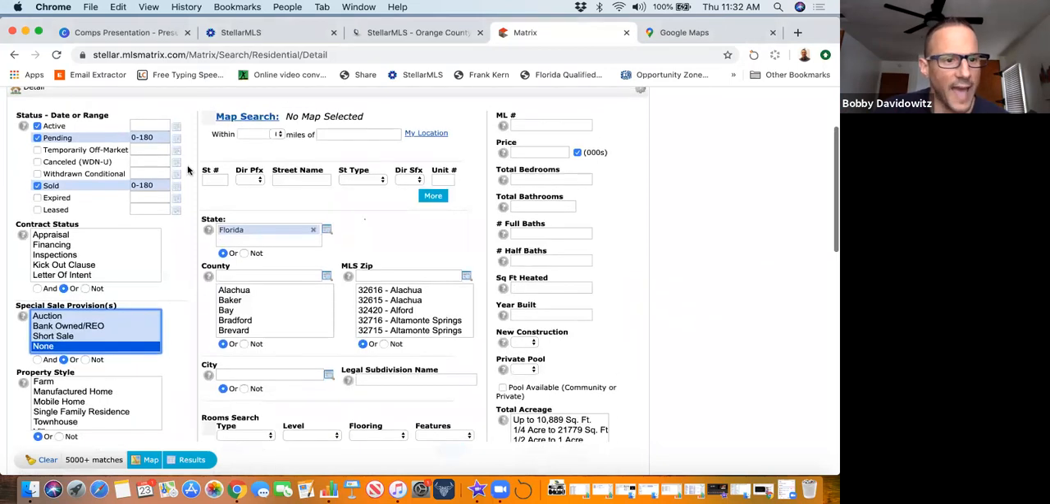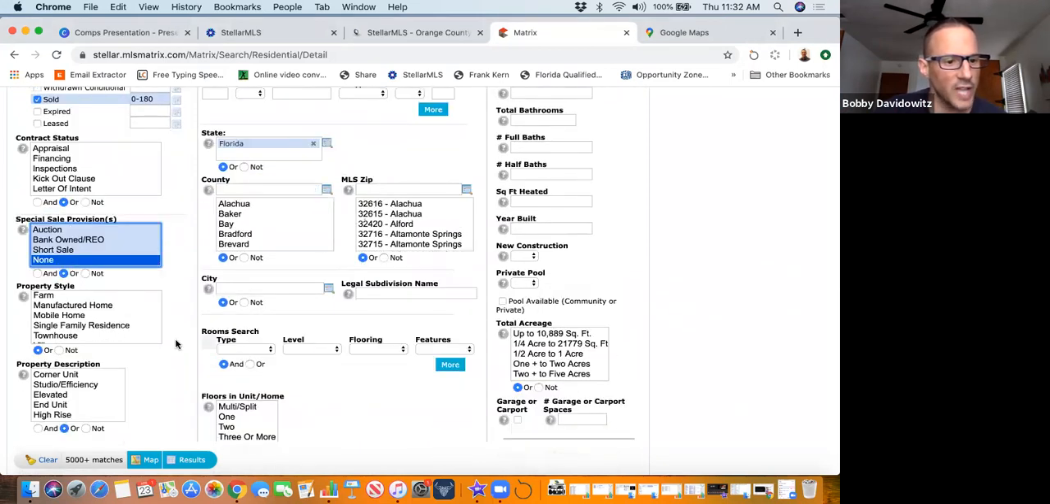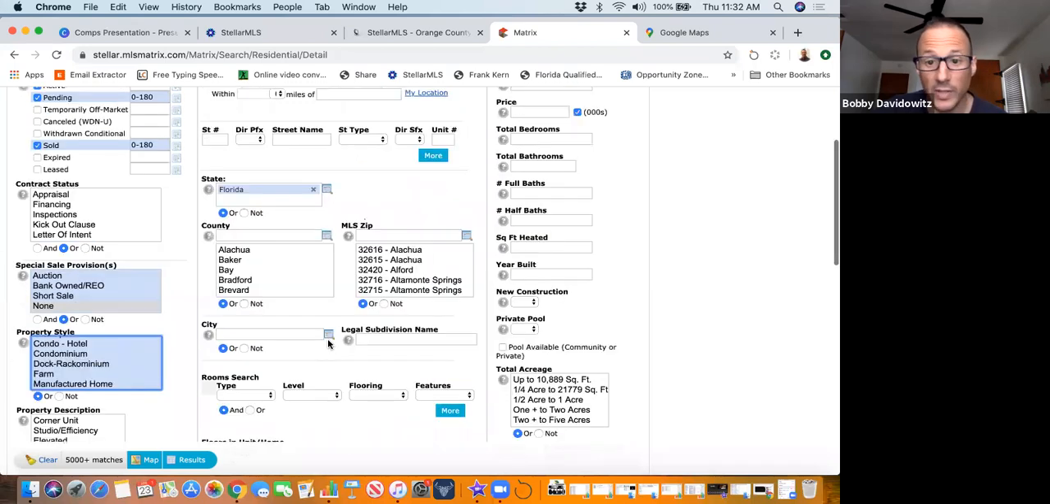Okay, so once again, active, pending, sold, special sales provision, none. Going to click single family residence. I only want to look at apples to apples, and let's do our square footage range. Okay, so let's do 1682 plus 20%. That gives me 2018. So I'm going to give them an extra, I'll just give it up to 2,100. Okay. And we have 1682 minus 20%.